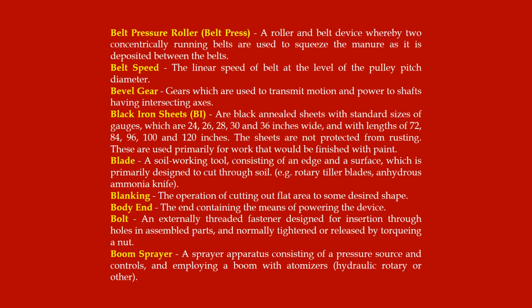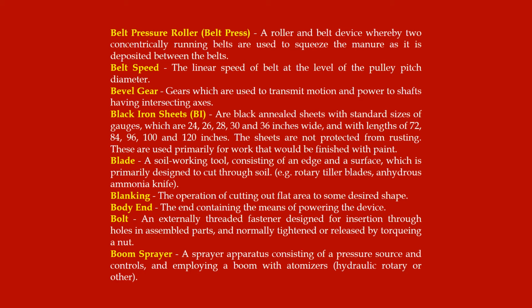Black iron sheets, BI. Black annealed sheets with standard sizes of gauges, which are 24, 26, 28, 30 and 36 inches wide, and with lengths of 72, 84, 96, 100 and 120 inches. The sheets are not protected from rusting. These are used primarily for work that would be finished with paint. Blade. A soil working tool, consisting of an edge and a surface, which is primarily designed to cut through soil. That is rotary tiller blades and anhydrous ammonia knife.